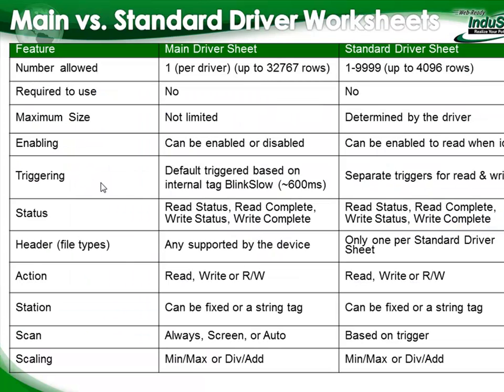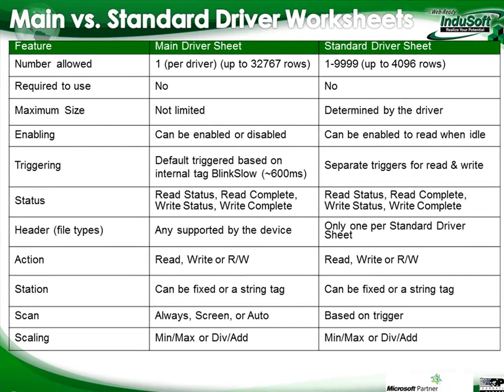The default triggering for the main driver sheet is based on the tag called blink slow, which is approximately a 700 millisecond toggle. So that main driver sheet is going to be reading approximately every 600 milliseconds. Now, in the help system, if you take a look, that can be changed to reference a different tag name, so you can alter that scan time.